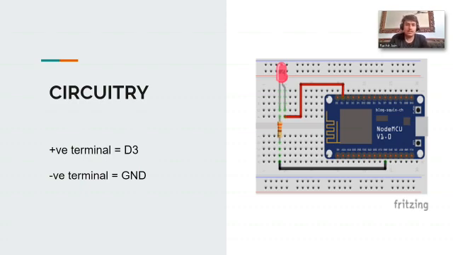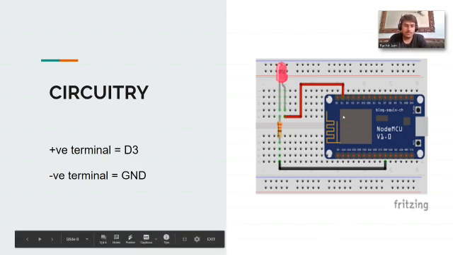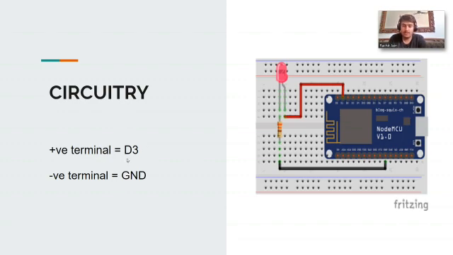Hi guys, now let's start with the circuitry part. I will tell you how you can connect your NodeMCU board with the LED. I have also shown you in my presentation how you can connect the board with NodeMCU. The positive terminal goes into a general purpose input output pin, any GPIO pin. I have taken D3, digital pin number 3, and the negative goes to the ground.